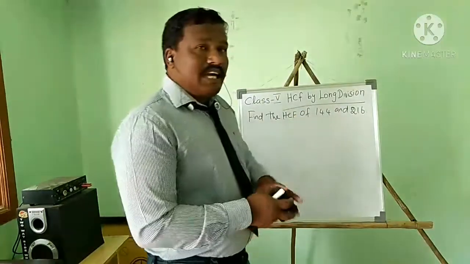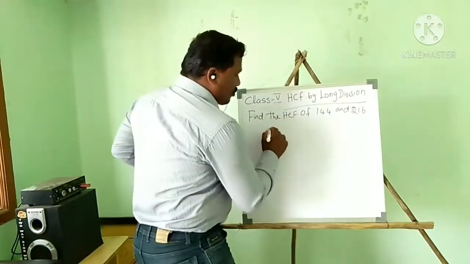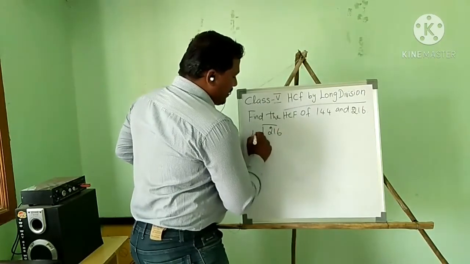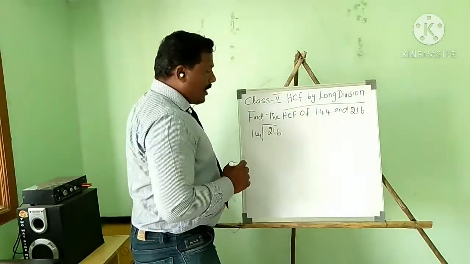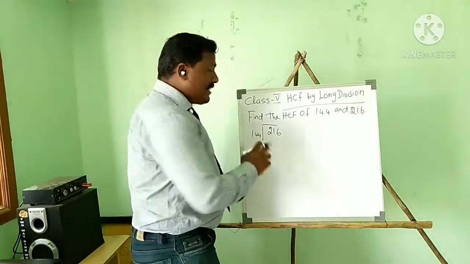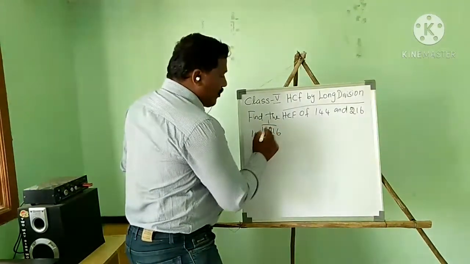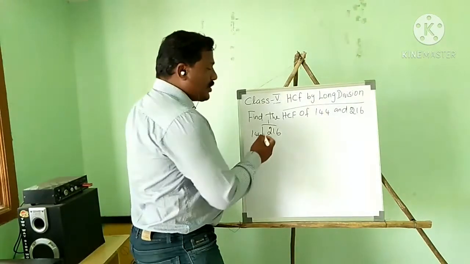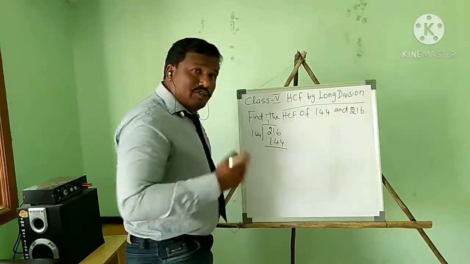Example. Now see, I will take 216 as the dividend and 144 as the divisor. Now you have to divide. How many 144s are there in 216? Only one time. So 144 into 1 is equal to 144. Now I am going to subtract.